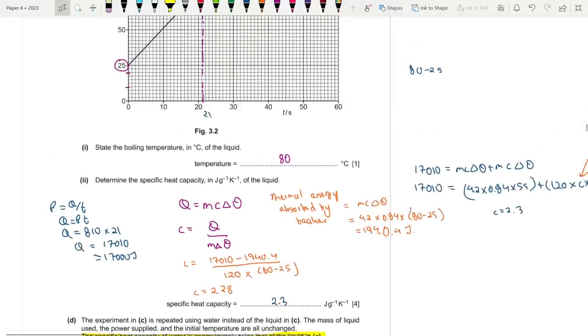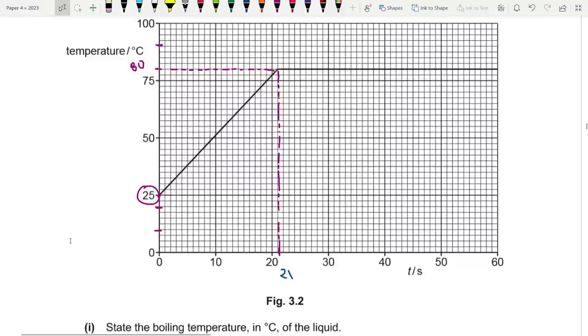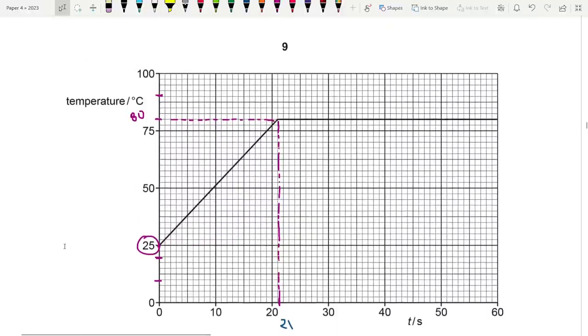Okay, so remember that greater heat capacity means more heat will be required, so more time will be required to produce that same thermal energy using the same power. And how much time? Approximately double. Okay, so beforehand, basically it reached 80 at 21. Now if I want half the gradient, it will reach 80 at 42.